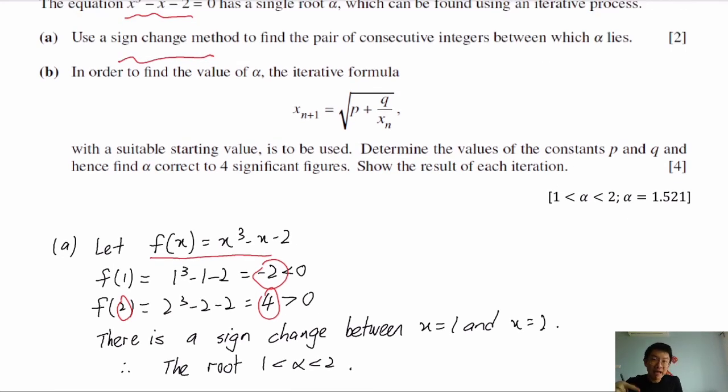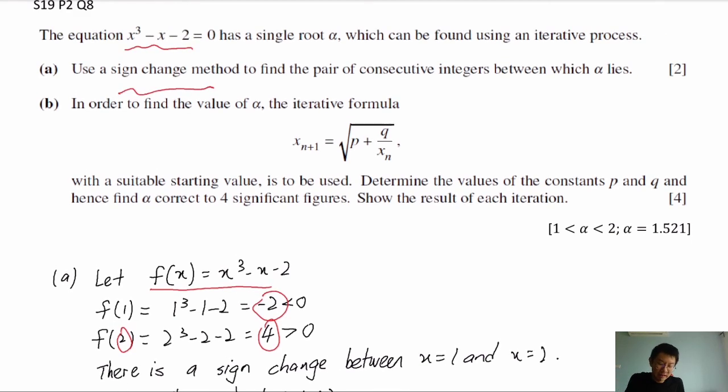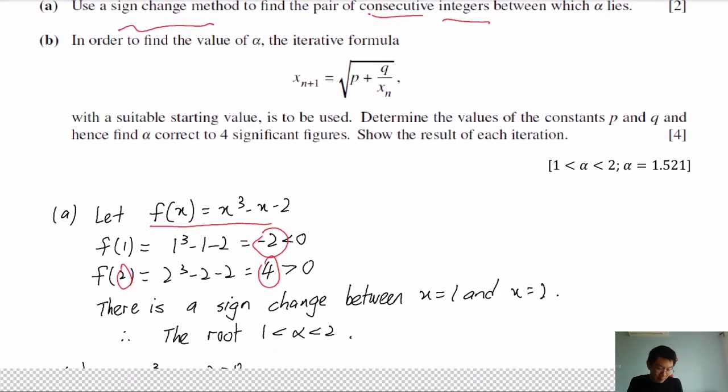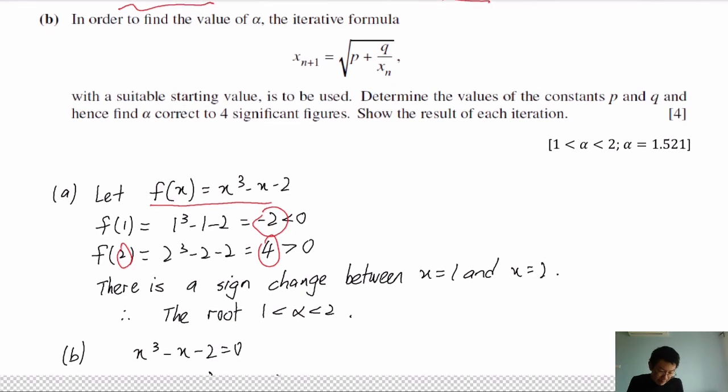So from there we already proved that alpha is in between 1 and 2. They are integers and they are consecutive integers. So this alpha will lie in between 1 and 2. So that would be our first part. Now we will look at B.